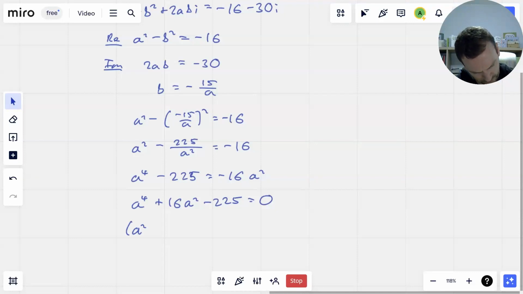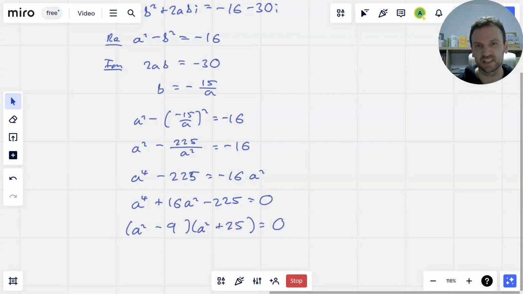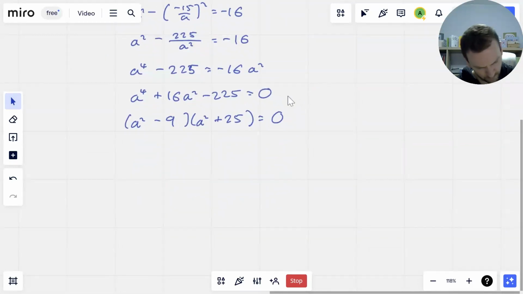But you could, if you're feeling confident, look to factorize this straight away. And this is going to factorize to a squared subtract 9, a squared plus 25. You can expand that and check. That should work nicely for you. And now we're in a situation as well. So we're getting a squared equals 9, or a squared equals negative 25. Now, if a squared equals 9, we're getting a is plus or minus 3.